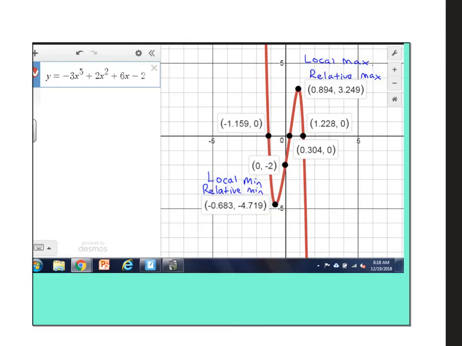This is in Desmos. Here's our function. We can verify what we said about the end behavior. See, the right end is going down to negative infinity. The left end is going up to positive infinity. But now we can see that there are 3 real zeros. Real zeros are where you cross the x-axis. This has 3 of them.